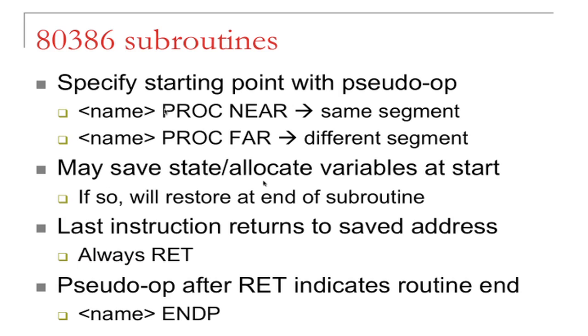We may need to save and allocate variables at start, and if so, we'll restore at the end of the subroutine. And we'll see how we do that in the next slide. The last instruction returns to saved address. It's always the RET. RET is the mnemonic of that instruction, of the return operation. The pseudo op after return indicates routine end, and often the time we use NP.